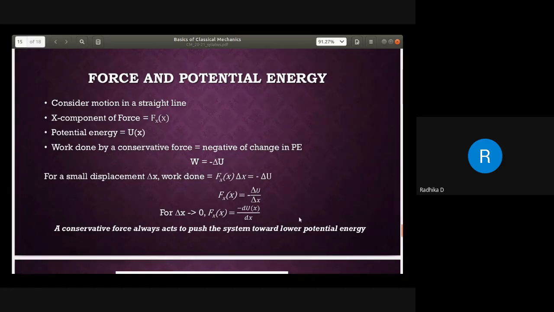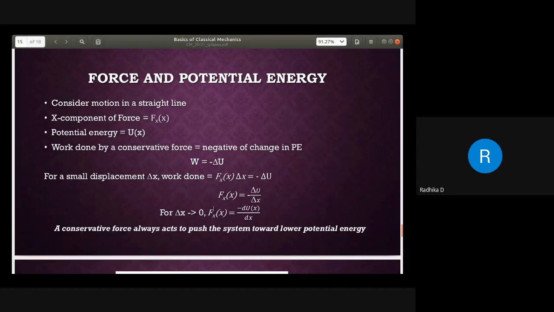Now, one thing you realize is whenever you apply a force, the potential energy is becoming negative, or whenever this work is happening, potential energy is becoming negative. So here comes a very important point, that a conservative force will always push the system toward lower potential energy. F of x is equal to minus dU by dx, or W is equal to minus delta U.